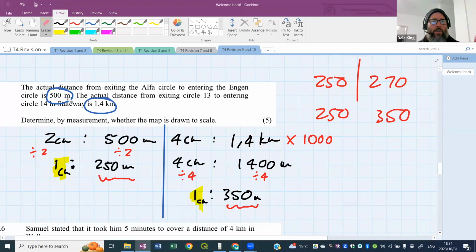But if we read the question, it says the actual distance from the one circle to the other in the first instance there is 500. The actual distance from two other circles is 1.4, determined by measurement whether the map is drawn to scale. Well, using our ruler and the measurements we have here, which is 2 centimeters and 4 centimeters, and using their information in a ratio, these ratios are different.